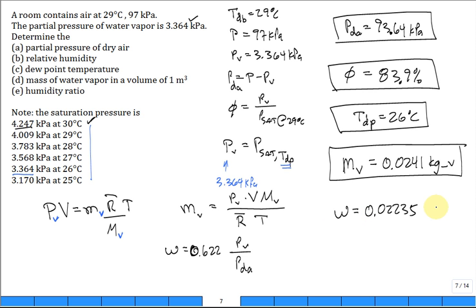0.02235. And again, it's kilogram per kilogram, so it's truly dimensionless. But it's kilogram of vapor per kilogram of dry air. So a lot of times I'll add that as units, but really you could leave it dimensionless. Either way, I'm not going to take off points for that. All right? Anybody else a comment or a question?